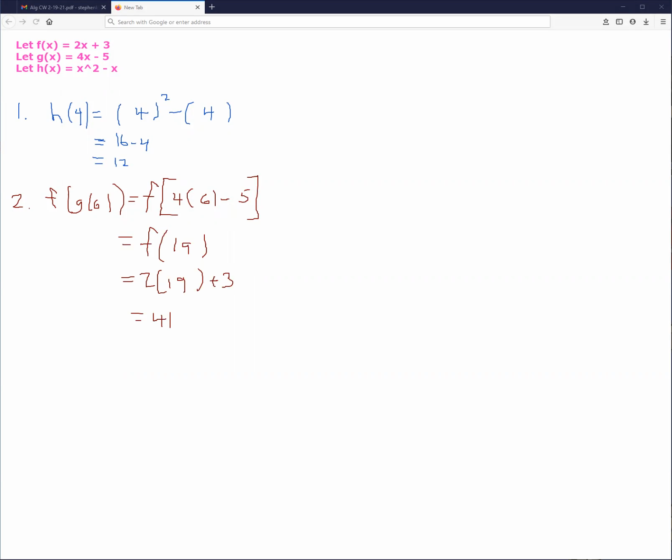Or if you wanted to write it a different way, the way that I did the first two questions, you would say g of 6 is 4 times 6 minus 5, which equals 19. And then you would say f of 19 is equal to 2 times 19 plus 3, which is 41.